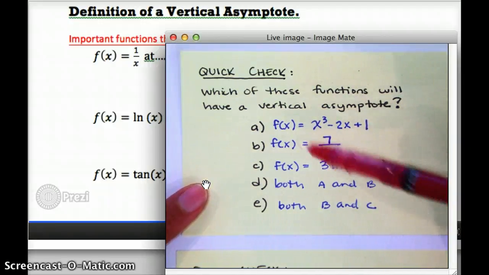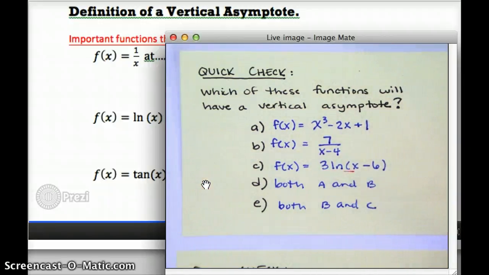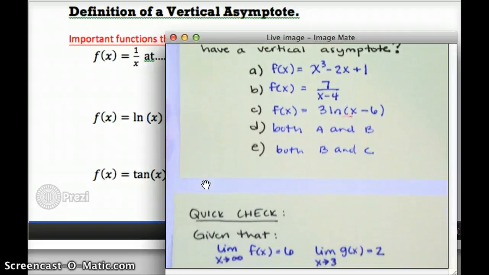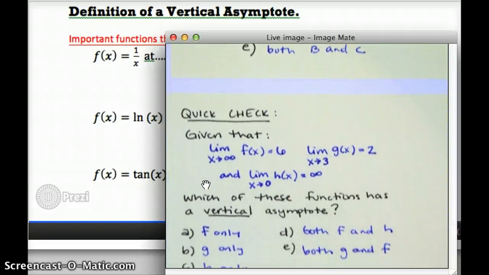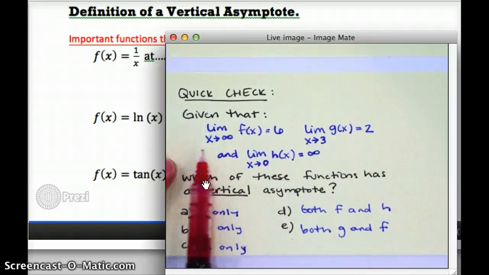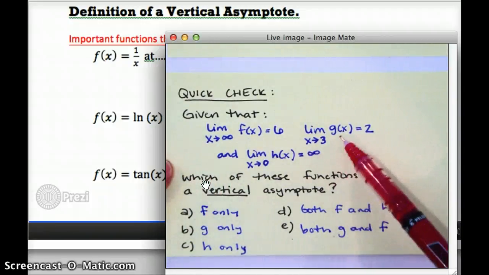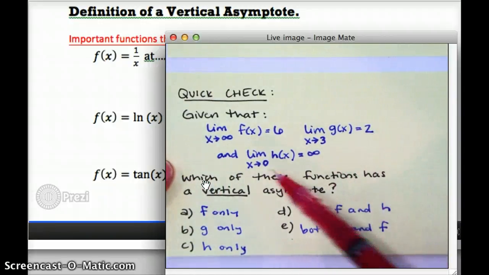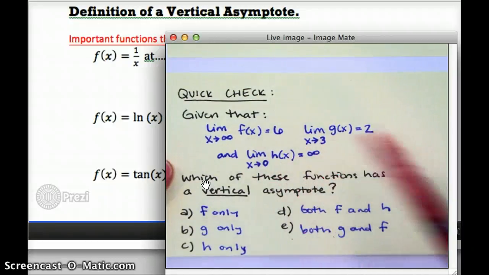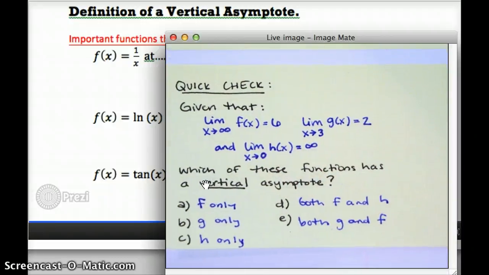So in addition to recognizing basically what kinds of functions have or don't have vertical asymptotes, you should also be able to recognize the limit notation and what it tells you about vertical asymptotes. So try this one. If I tell you that the limit as x approaches infinity of f of x is 6, the limit as x approaches 3 of g of x is 2, and the limit as x approaches 0 of h of x is infinity, which of these three functions has a vertical asymptote?